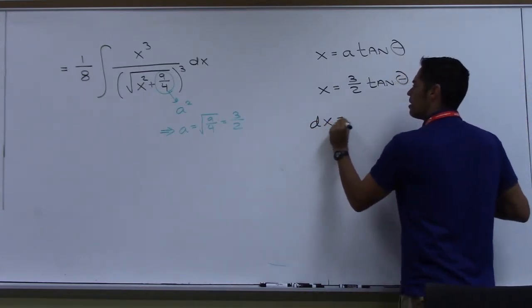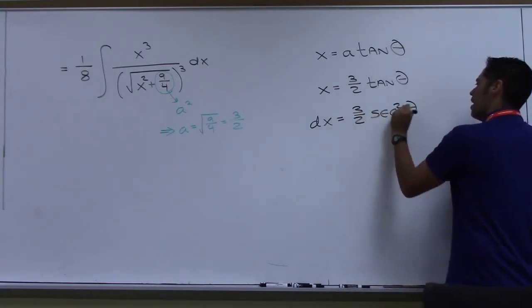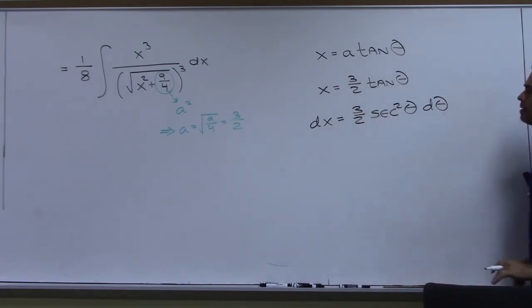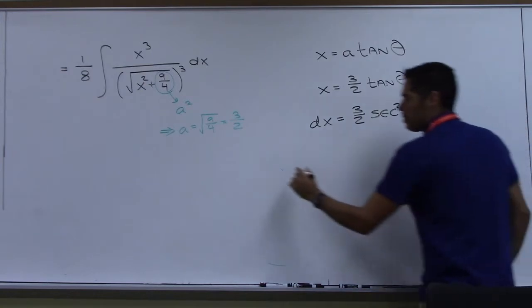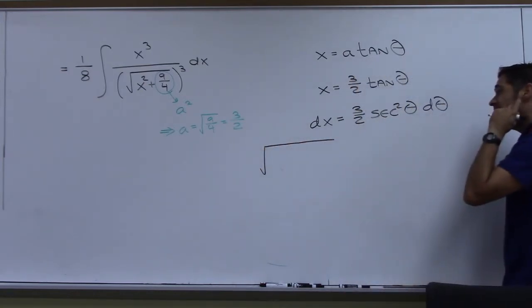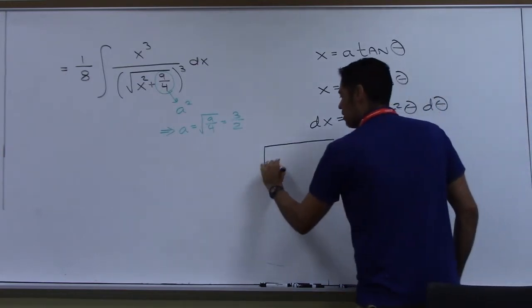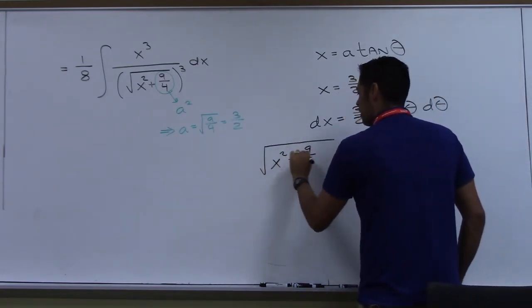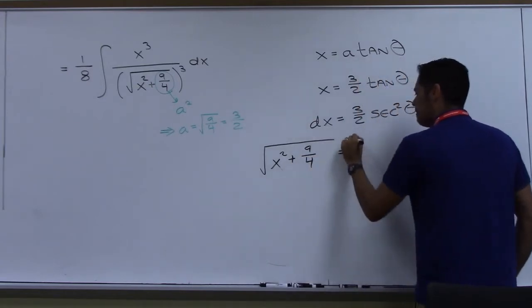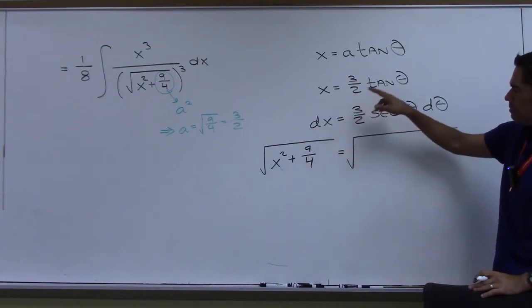Yep. So this is going to be 3 halves, derivative of tangent is secant squared theta d theta, right? The next piece of information is that root thing, right? And this part can be a little bit ugly sometimes. So what is the root part we're looking at? What is it? x squared plus 9/4. So Vanessa, looks like you're volunteering here. x squared for us would be what?